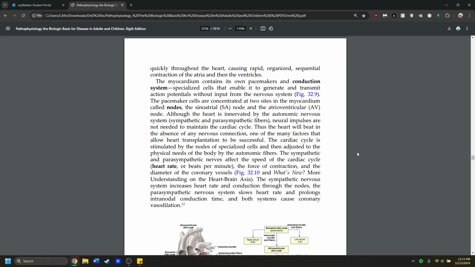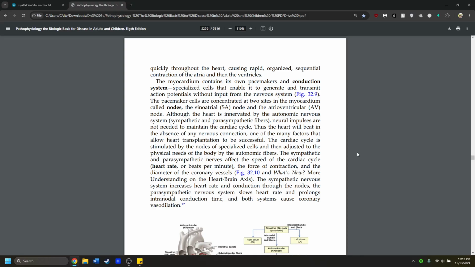The pacemaker cells are concentrated at two sites in the myocardium called nodes: the sinoatrial, or SA node, and the atrioventricular, AV node. Although the heart is innervated by the autonomic nervous system, or sympathetic and parasympathetic fibers, neural impulses are not needed to maintain the cardiac cycle. Thus, the heart will beat in the absence of any nervous connection, one of the many factors that allow heart transplantation to be successful.